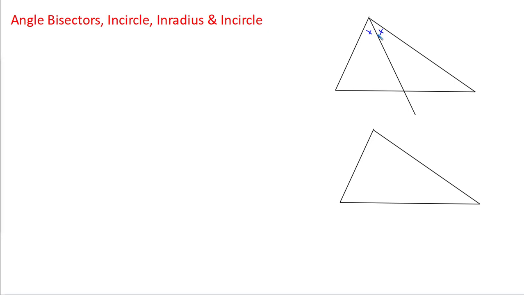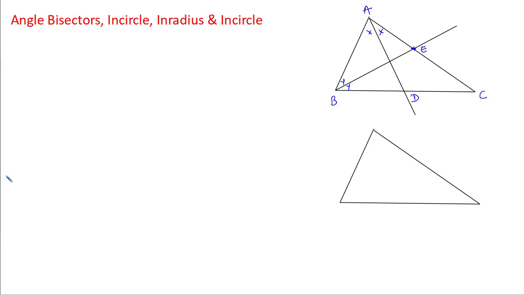And how many angle bisectors can we draw in a triangle? Total 3 angle bisectors we can draw in a triangle. So let's draw all those 3 angle bisectors. This is triangle ABC, and AD is the angle bisector of angle A. After that, this is BE. BE is the angle bisector of angle B.